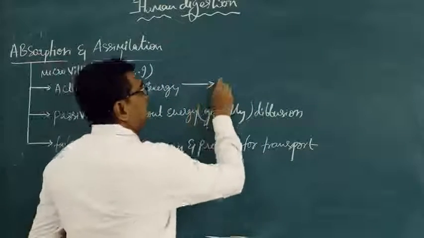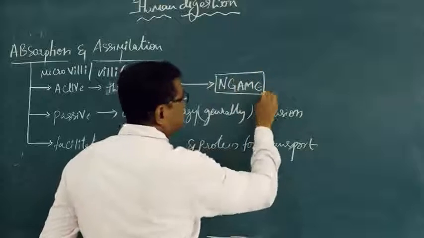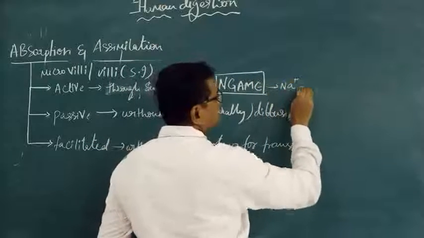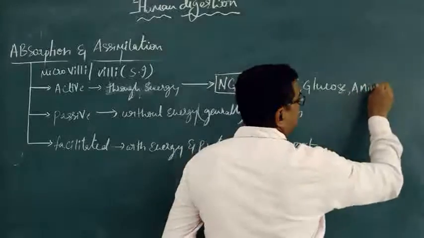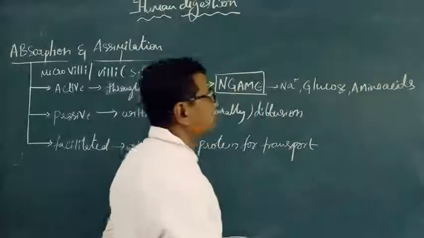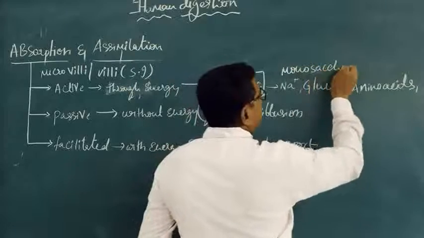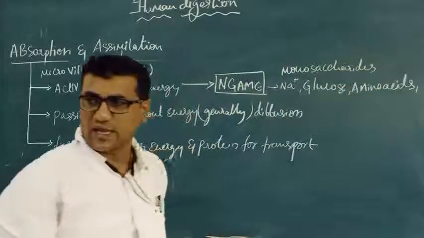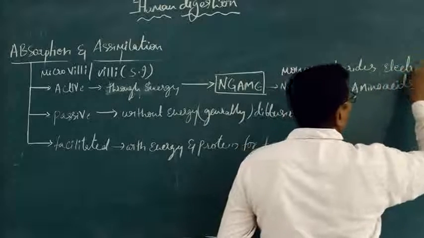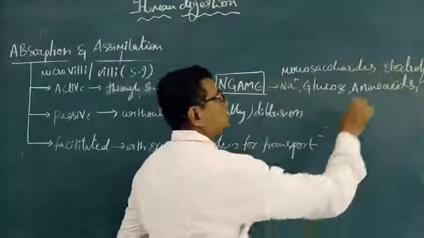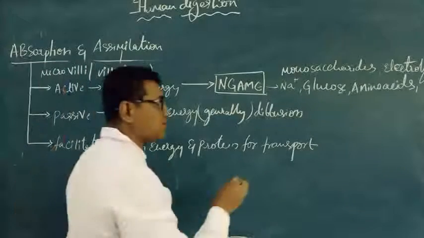Active. Remember the term NAGAME. Active transport, that is sodium ions, glucose, amino acids, monosaccharides and certain electrolytes are transported through this method. And passive, that is simple diffusion.